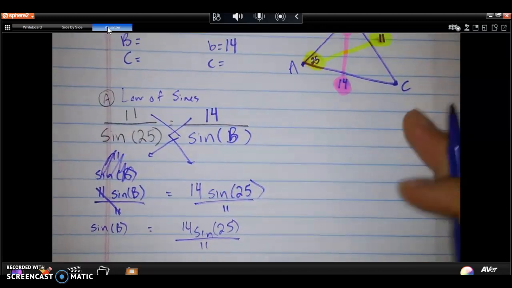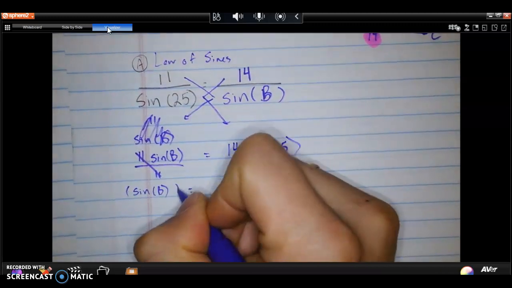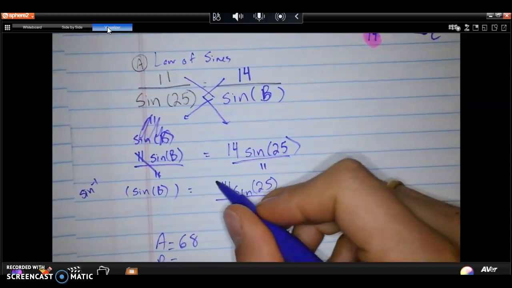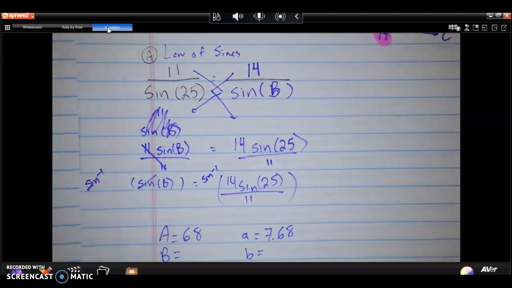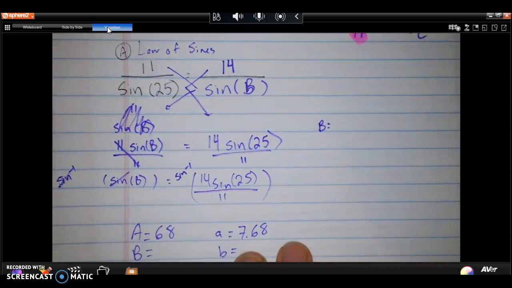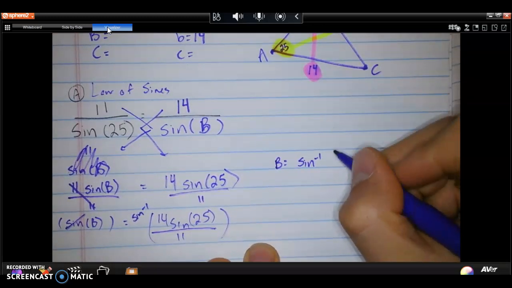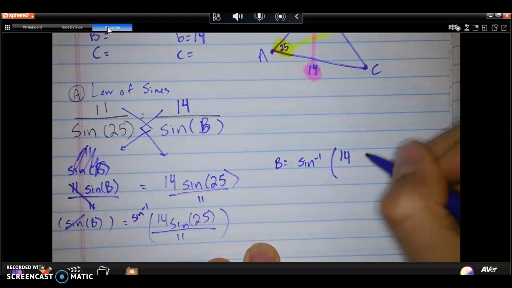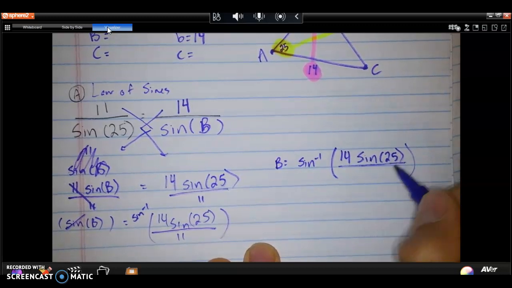Now again, we're trying to get B by itself, and we still do not have B by itself. A lot of people here want to divide by sine. You cannot do that. Sine is an operation. We need to undo sine. The way we undo sine is we use sine inverse. So I'm taking sine inverse of both sides. This allows me to cancel out sine and gives me B is equal to sine inverse of 14 sine 25 all over 11.